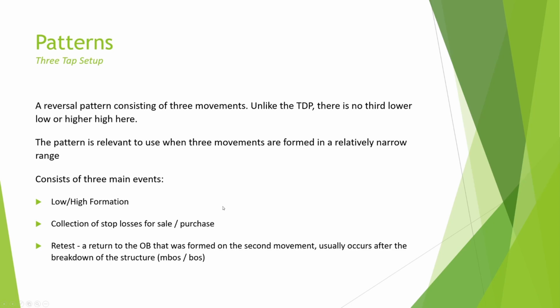Three tap setup. The reversal pattern consisting of three movements. Unlike the three drive pattern, there is no third lower low or higher high. The pattern is relevant to use when three movements are formed in a relatively narrow range. It consists of three main events: a low, high, low, and high formation, collection of stop losses for sale or purchase, and a retest, a return to the order block that was formed on the second movement. Usually occurs after the breakdown of the structure.